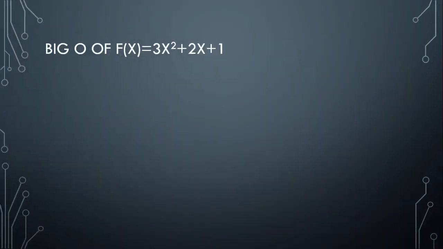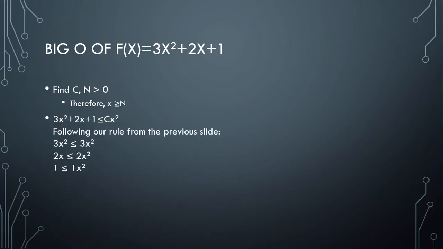So let's actually look at this with our big O of f of x equals 3x squared plus 2x plus 1. And similar to before, we want to find c and n greater than 0. Therefore, x is greater than or equal to n. So 3x squared plus 2x plus 1 is less than or equal to cx squared. Following our rule from our previous slide, 3x squared is less than or equal to 3x squared. It's equal, so it works. 2x is less than or equal to 2x squared. Now that's correct. And 1 is less than or equal to 1x squared.